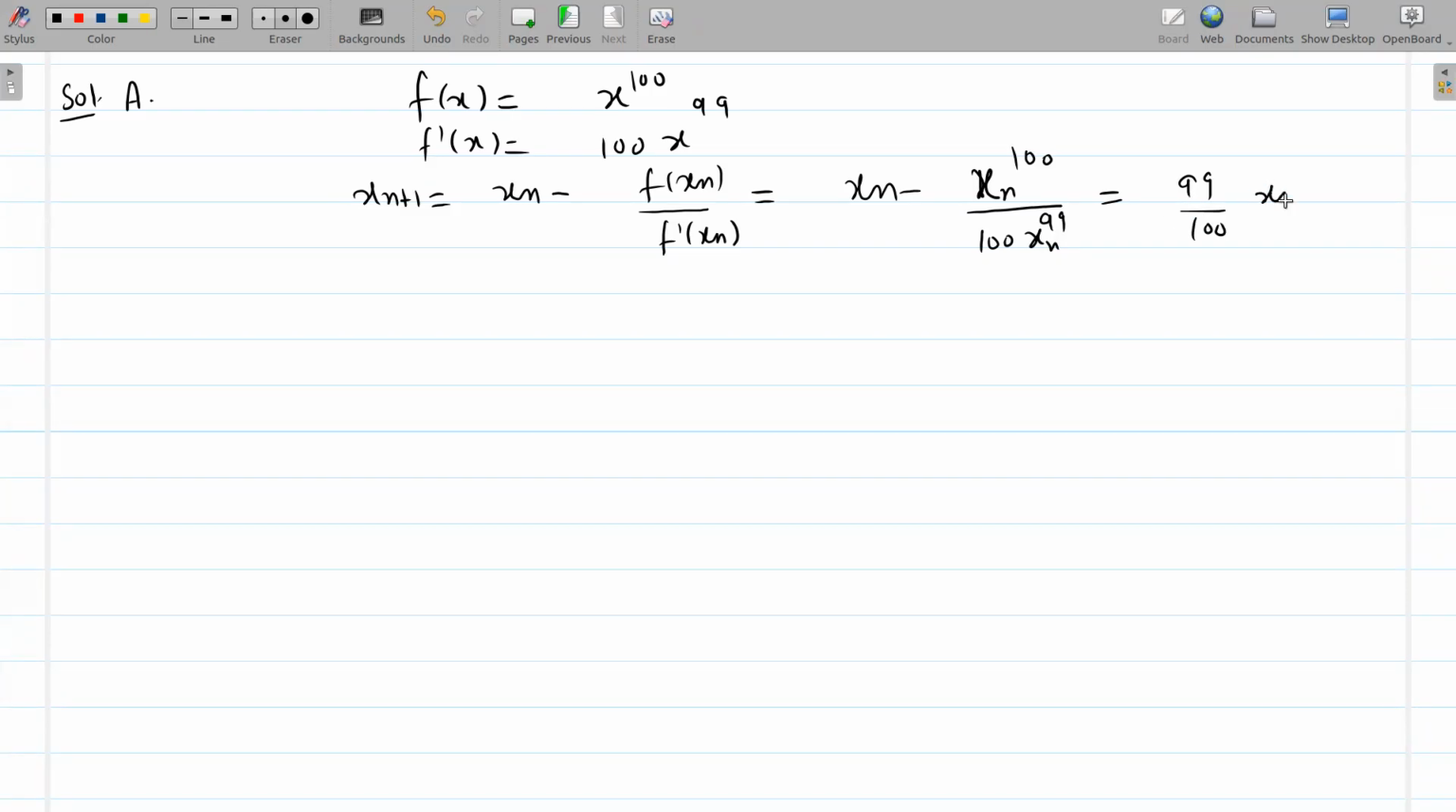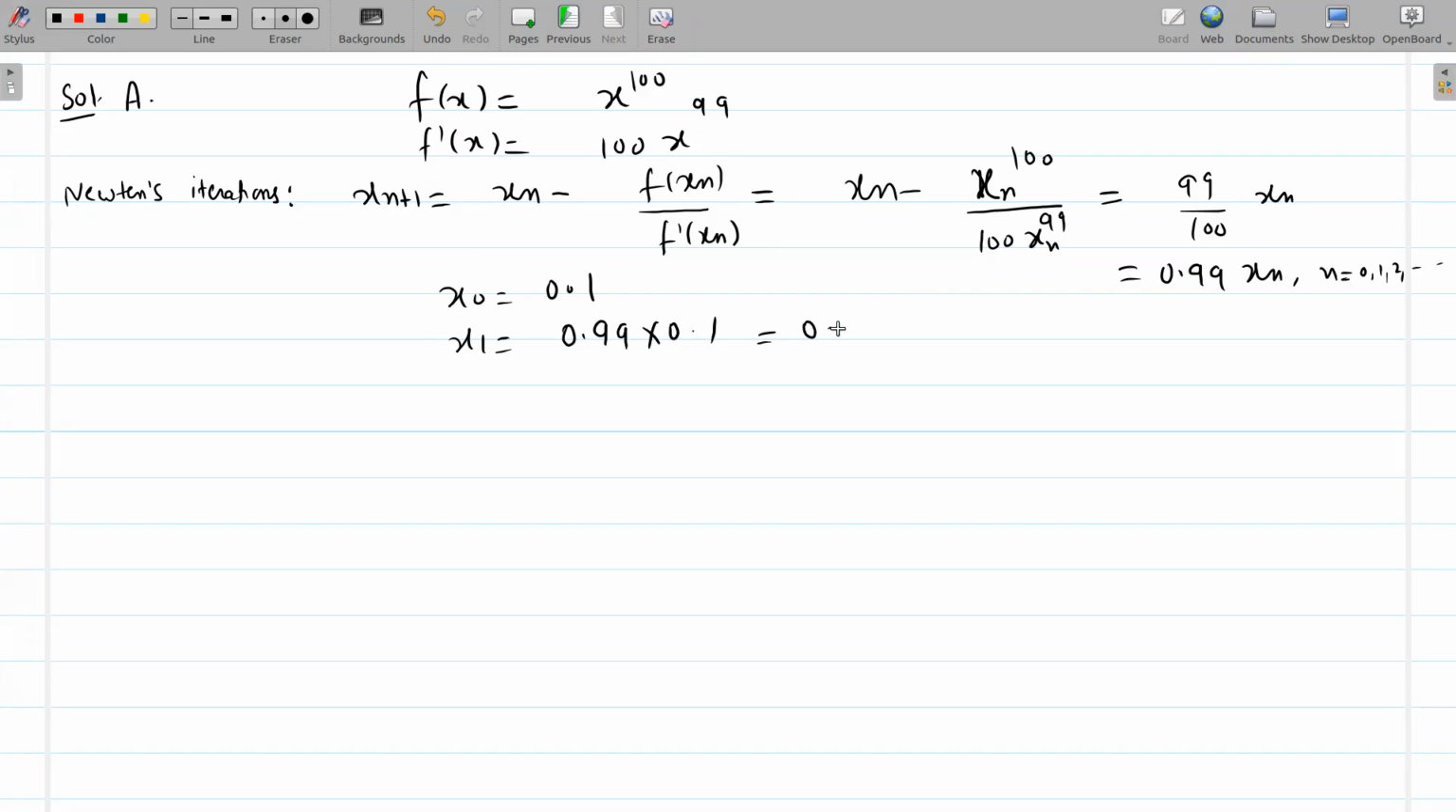Okay, xn, or you can say 0.99 xn, and then n is 0, 1, 2, 3, etc. So these are Newton's iterations. You can start with 0.1, and xn plus 1 equals 0.99 xn. So the first answer will be 0.99 times 0.1, which is 0.099.